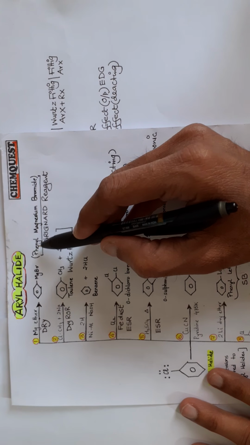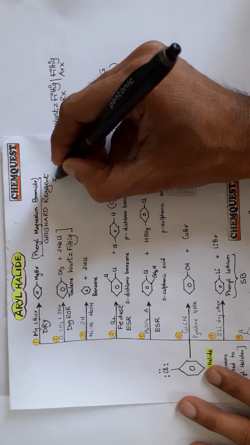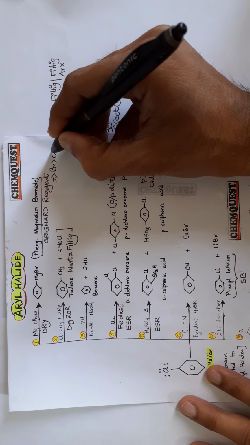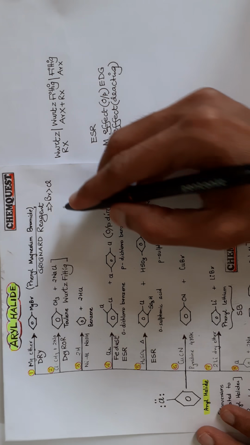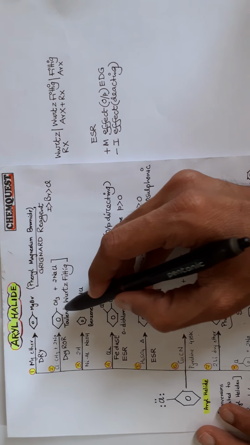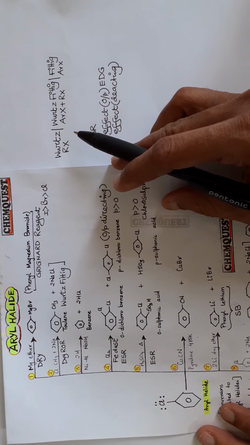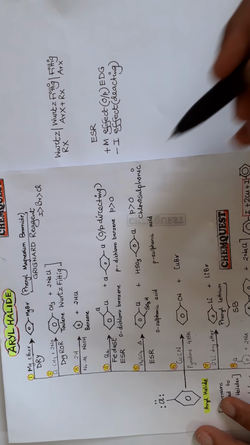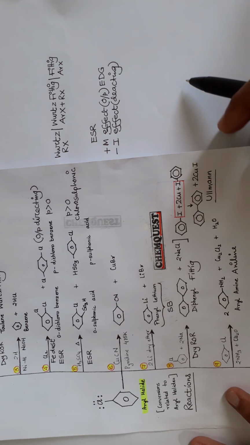First one, phenyl magnesium chloride or bromide. Iodide reactivity is higher than bromide and then chloride due to bond length issue. Iodide is longer in bond length, bromine is shorter, and chlorine is again shorter. Next one, free radical mechanism is there in case of Wurtz-Fittig, in case of Fittig also, and also for Ullmann reaction.